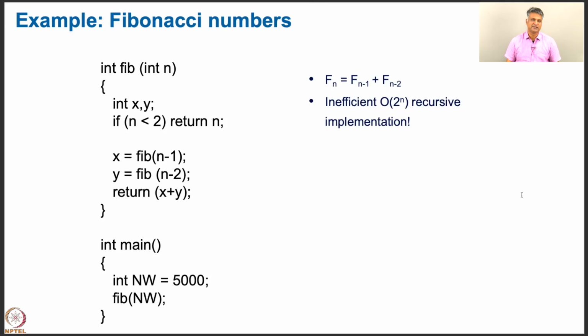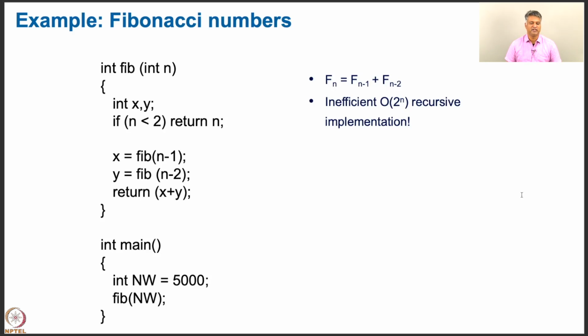Now, let us look at a simple example for Fibonacci numbers. The Fibonacci numbers are computed by the series where Fn is equal to Fn minus 1 plus Fn minus 2. Now, the way we do this implementation is recursively. So, a recursive serial code would look something like this, where you have a function which computes the Fibonacci of some integer n.